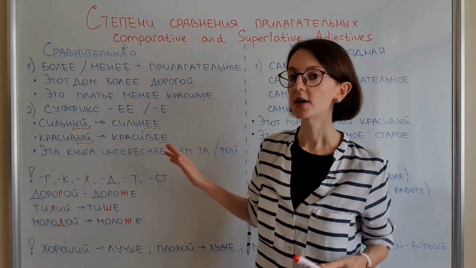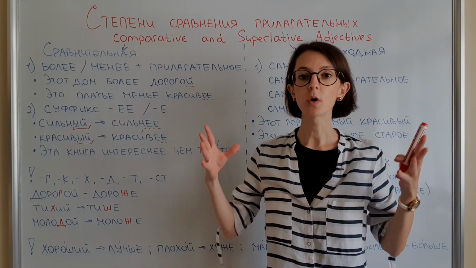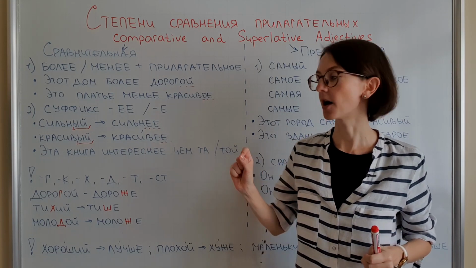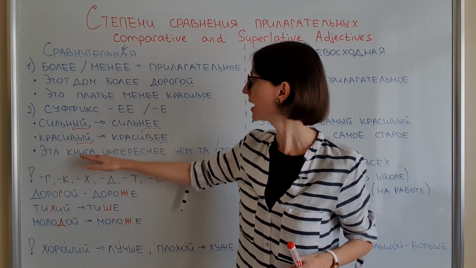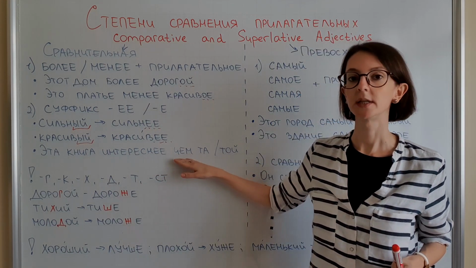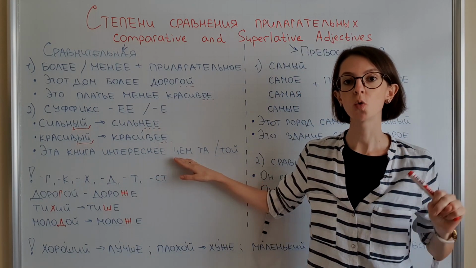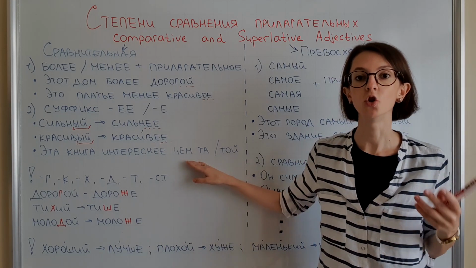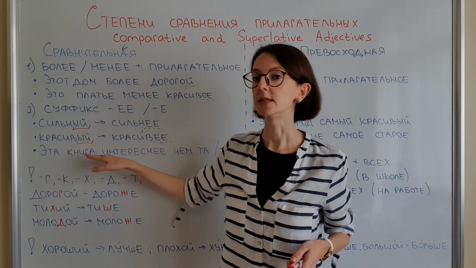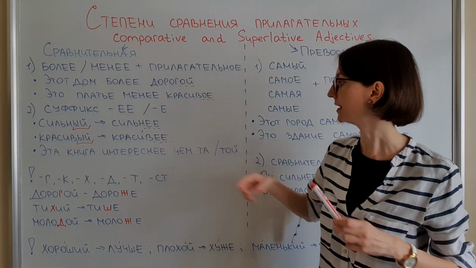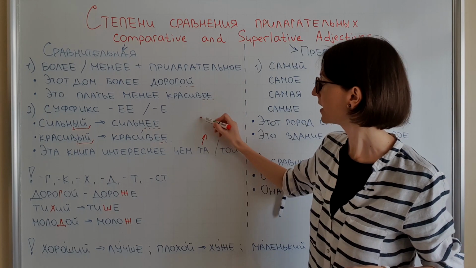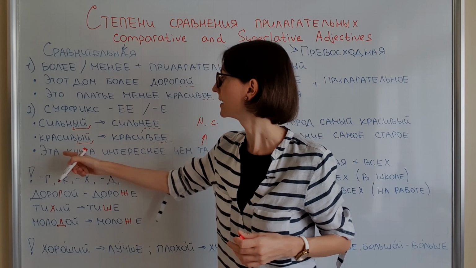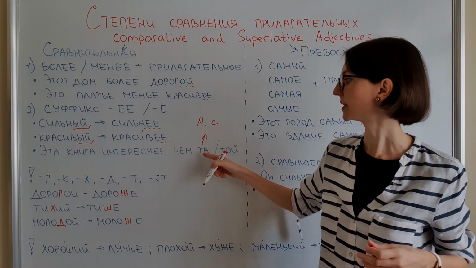And how actually to compare the objects? Let's see which cases we use afterwards. Эта книга интереснее, чем та. So here there are two options. You can use чем, then, plus a nominative case. This book is more interesting than this. Та, it's a nominative case. Это у нас именительный падеж. Эта книга интереснее, чем та.